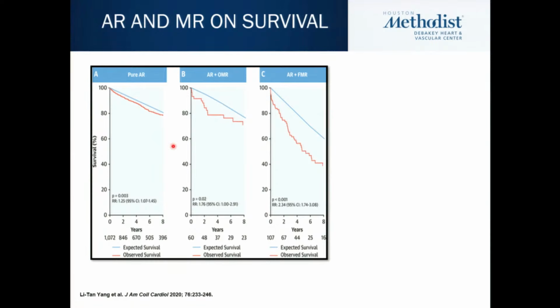And what we see here is the survival is worse when you have MR, and it's even worse when you have functional MR. So even after adjusting for age and sex matched general population, the mortality remained worse in these two subsets of population.